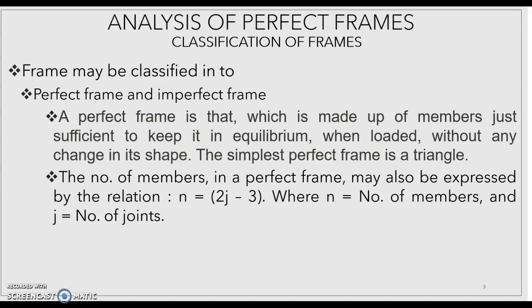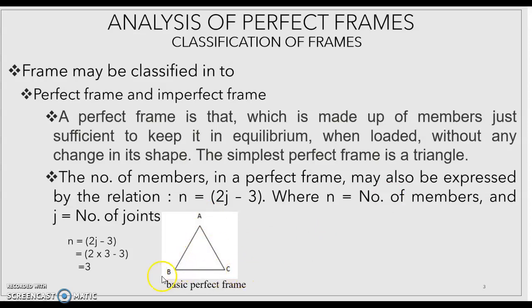The number of members in a perfect frame may be expressed by the relation n is equal to 2j minus 3, where n is equal to number of members and j is equal to number of joints. This is a basic perfect frame, a triangle. It has 3 joints, A, B, C. So j is equal to 3, 2 into 3 minus 3 is equal to 3. The number of members is also 3.